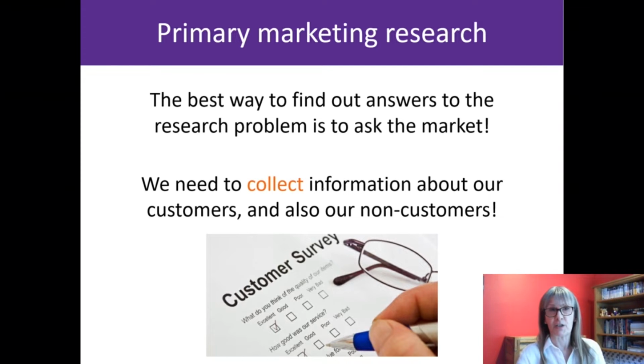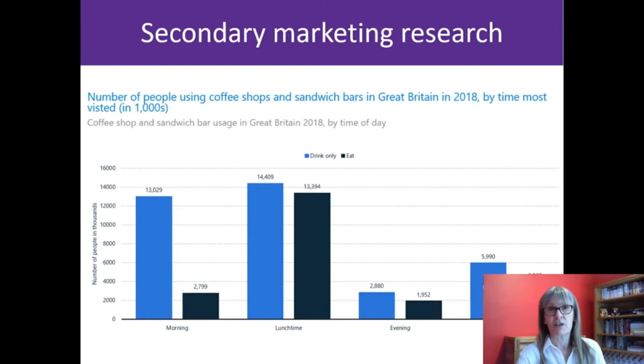Using existing information is known as secondary research. Think of it as second-hand information. You didn't collect it. Secondary research is research that's already been collected and conducted for some other purpose, but it could still answer your research question, or at least a good part of it.